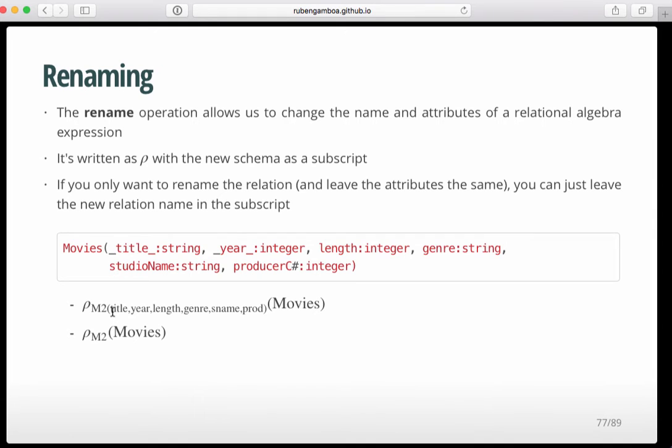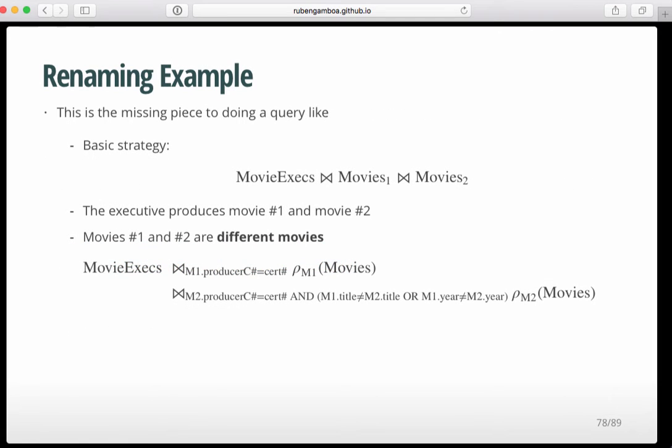If you actually want to rename the attributes, then you can do that too. So here we have rho M2 is the name of the table, and then parentheses, the attribute names: title, year, length, genre, sname instead of studioName, and prod instead of producerC#, and movies, okay? So it's easy to use, really super powerful. So let me give you an example. Remember we wanted to do something like MovieXX join movies 1, join movies 2. So here's what we'll do to get different movies.